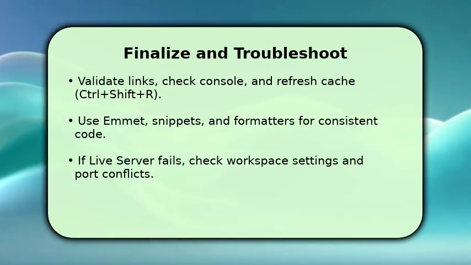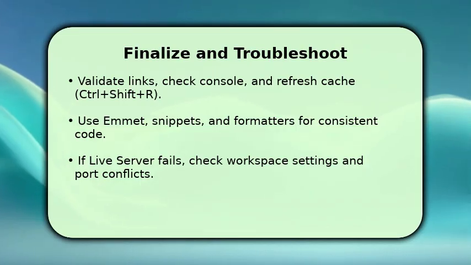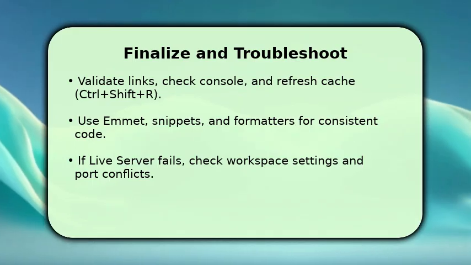If something goes wrong, like Live Server not starting, check the status bar port. Ensure no other process uses that port, and inspect workspace settings.json for overrides. Restarting VS Code often clears transient extension errors.